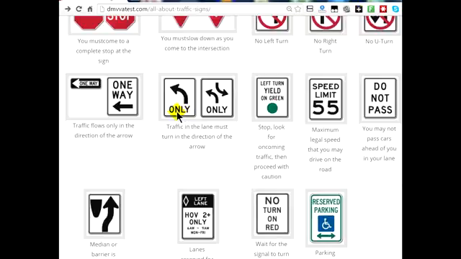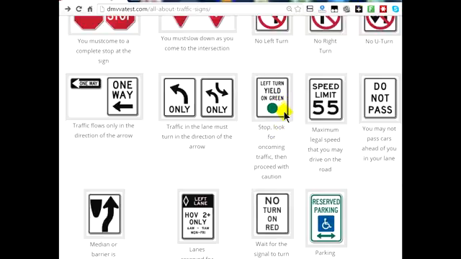This says left. You can only go into a lane that goes left. Okay, a lot of times you'll pull up to an intersection and you have to be in the right lane to either go left or go right. Okay, this one here says that you can go left, but there's going to be oncoming traffic going the opposite direction.